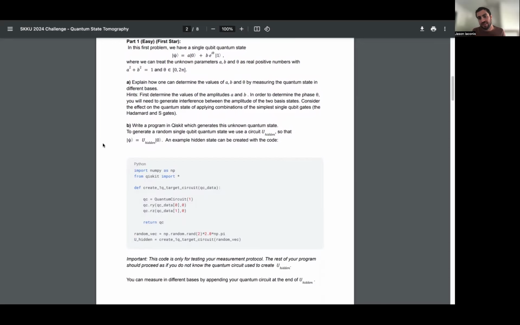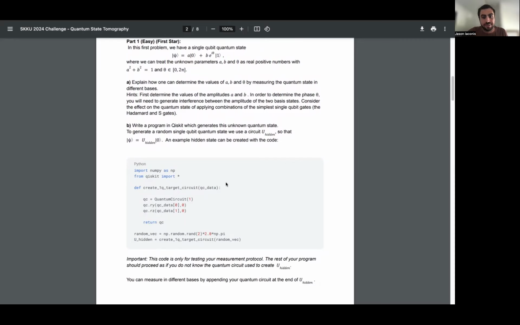In part B, to get the full star here, you're going to write a program in Qiskit, which takes an unknown state on 1 qubit, performs these measurements, reconstructs this state, meaning you get U-gen hidden. And they give you some little pieces of code here to help you along. So first of all, this first chunk of code is just going to create a random initial state.